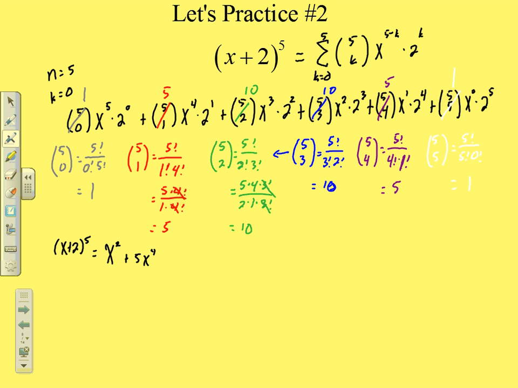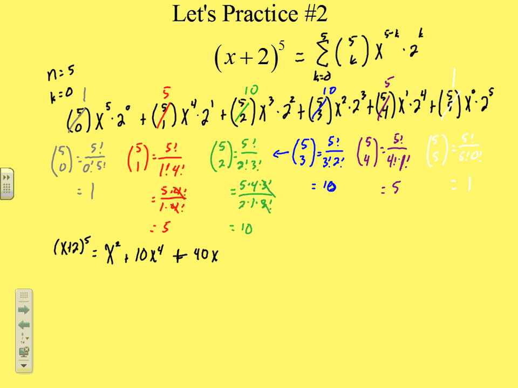2 is going to be there also. So we're going to say 2 to the 1st power, which is 2 times 5. So the 2 times 5 gives me 10 x to the 4th. So next we're going to say 10 times 2 squared. Well, 2 squared is 4 times 10 gives me 40x cubed. And then we'll say 10 times 2 to the 3rd power. Well, 2 cubed is 8. 8 times 10 will give me 80x squared.